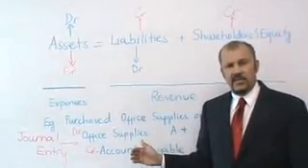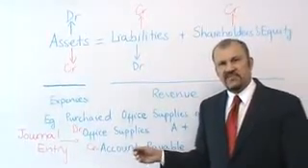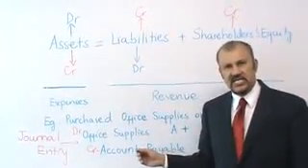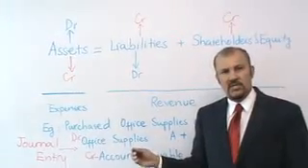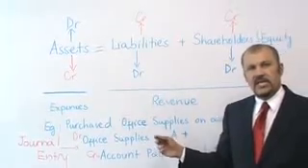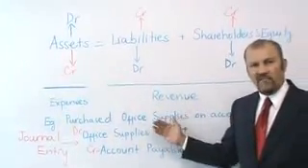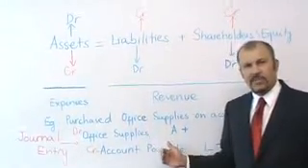The first step in our analytical process is to ask ourselves what specific accounts are affected. Again, the question is what specific accounts are affected. And the answer would be office supplies and accounts payable. Office supplies and accounts payable.